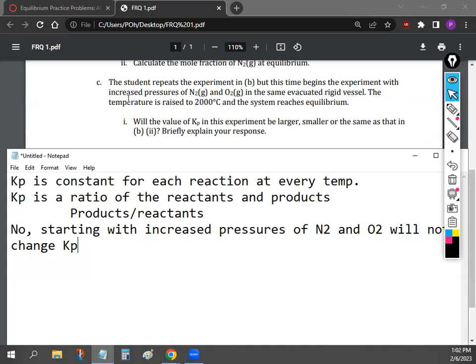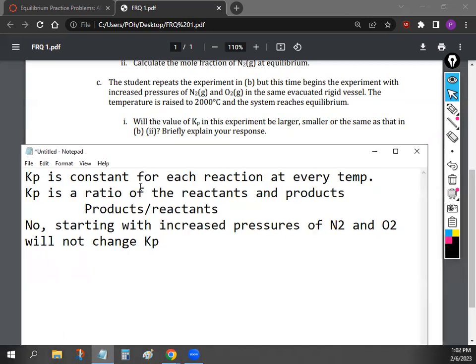And the reason why is what we talked about earlier. It's a constant for each reaction at every temperature. It's a ratio between the products and the reactants. Even if you start with more reactants, you'll probably end up with more products, but the ratio will stay the same. Okay, that's it. Great job, everybody. If you want a TLDR, Kp does not depend on initial concentrations.